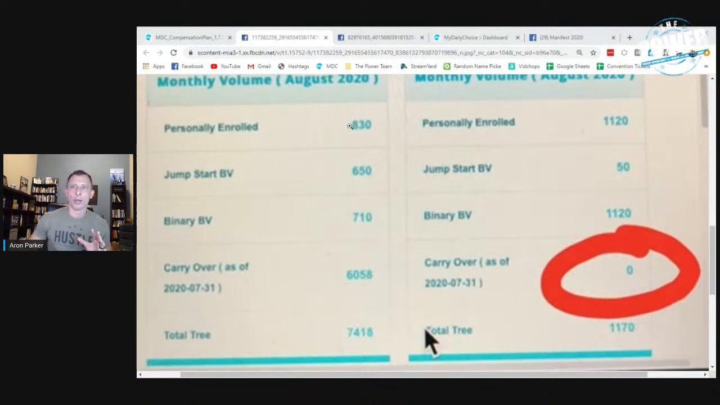And if you're short on personally enrolled on your left, well, then that's the leg that you build. If you're short on personally enrolled on your right, then that's the leg that you build. If you're short on binary on your left, then that's where you build. If you're short on binary in your right, well, then that's where you build. As soon as you are binary qualified, like this screenshot, this person is binary qualified. They have all the numbers.